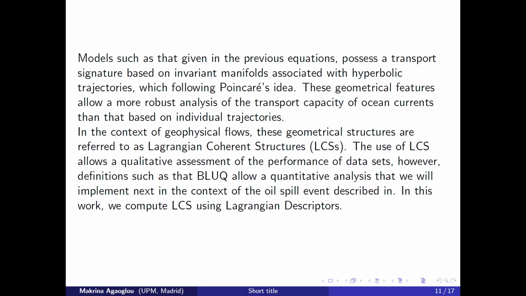However, definition sets, as the one given in the question before, allow a quantitative analysis that we will implement next in the context of the oil spill event that I mentioned. And we compute the Lagrangian coherent structures using the method of Lagrangian descriptors, where the integral in the M function evaluates the arc length of the trajectories on the latitude-longitude plane at the ocean surface.